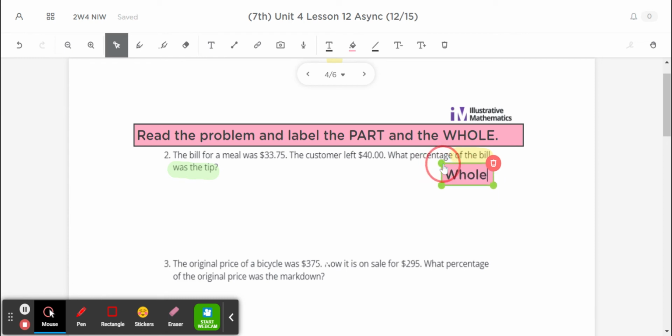And I'm color coding this to make it more clear. You don't have to go that far. The whole is the entire bill. The part is going to be the tip. And I'm going to label that as well.